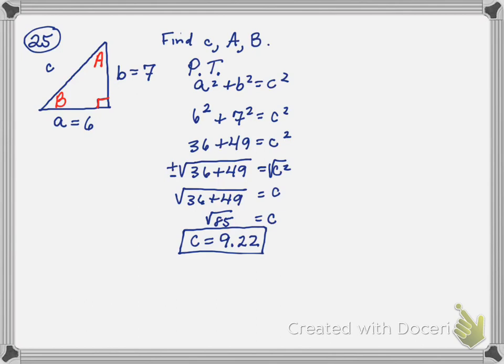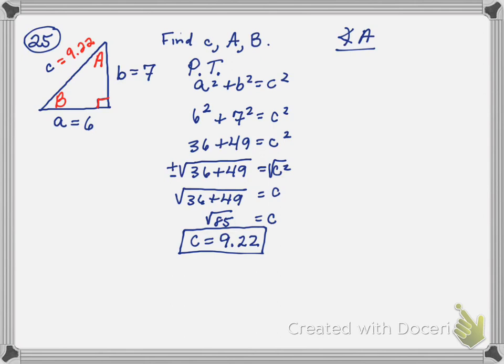Now I have to go after angle A and angle B. So what I'm going to do is I'm going to just write in here that this is 9.22 and that I'm going to go after angle A. So angle A can be found using trigonometry. When I look at this, I see that angle A has side A across from it, and the given side was side B, which is 7.